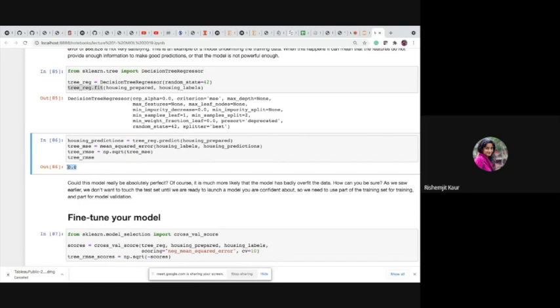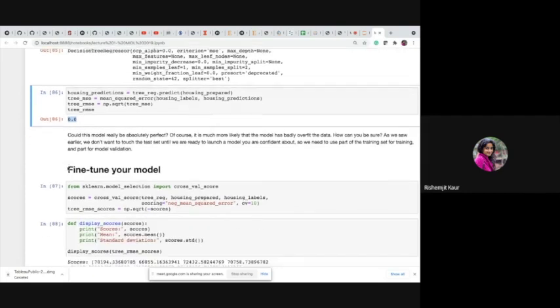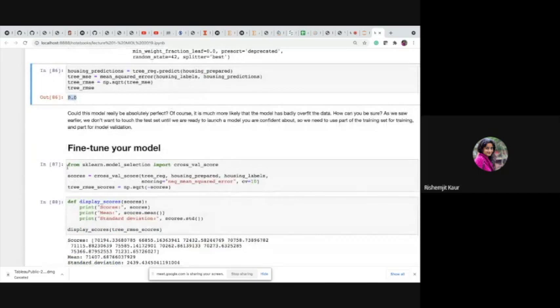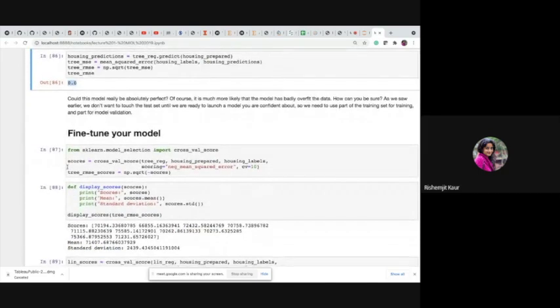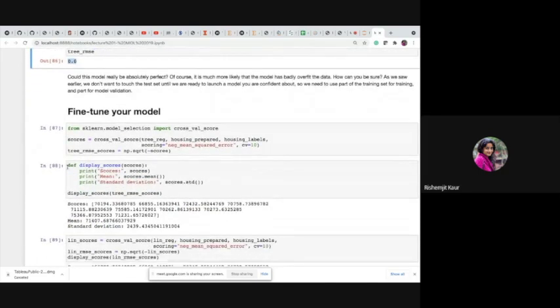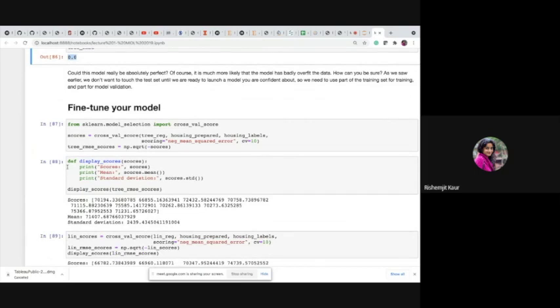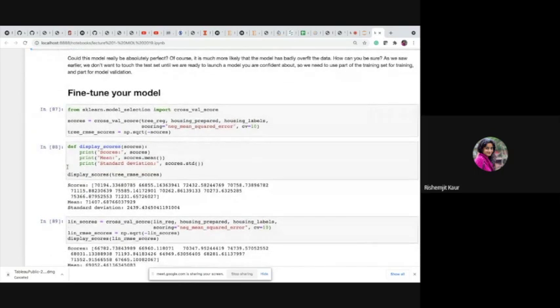So we do not want overfitting, nor do we want underfitting of the data set, right? In that case, what we do is we try to fine tune our model. And in order to fine tune our model, as I was talking about, we split our data sets into training and testing, and we perform a cross validation on top of it. In this case, I have used a tenfold cross validation.